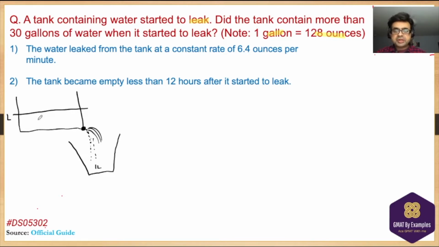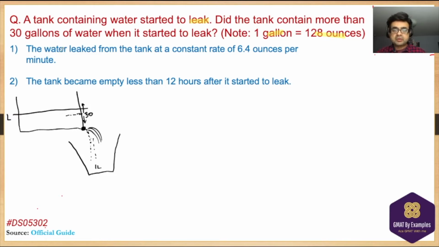And finally, the question asks, did the tank contain more than 30 gallons of water when it started to leak? So let's mark this level as 30. When it started to leak, did it have more than 30? So anywhere above 30 is a yes to the asked question. Did the tank contain more than 30 gallons of water? Yes. Anywhere below this is a no to the asked question. And if we cannot figure out where this level of water was, then it's a maybe and it's insufficient to answer the question. Now let's start taking one statement at a time at this point.